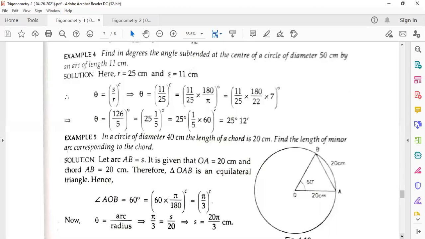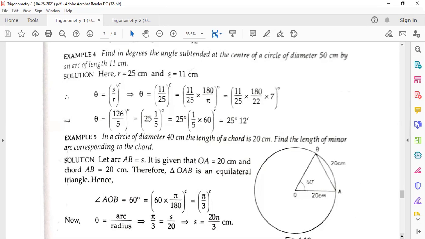Find in degrees the angle subtended at the center of a circle of diameter 50 cm by an arc of length 11 cm. Diameter is given, that is 50 cm. So from here we can find the radius: diameter by 2, that is 25, equals r. s is given as 11, then theta equals s by r. We just put it in: theta equals 11 by 25.